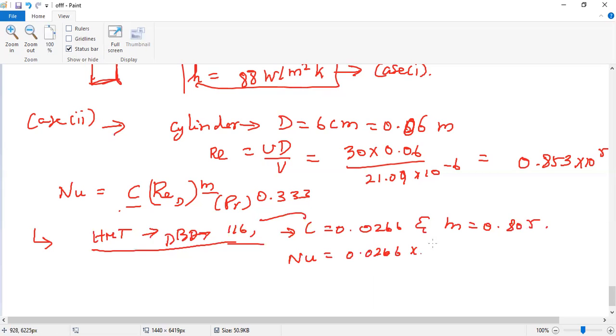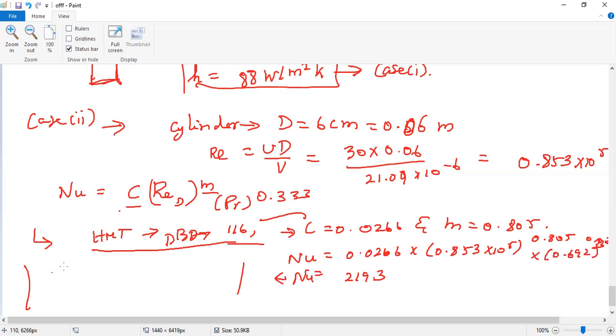Substituting the C and m values in this equation, the Nusselt number is 0.0266 times (0.853 times 10 to the power 5) to the power 0.805 times (0.692) to the power 0.333. We solve the equation and get the Nusselt number as 213. Same procedure: based on the Nusselt number, we find the heat transfer coefficient.